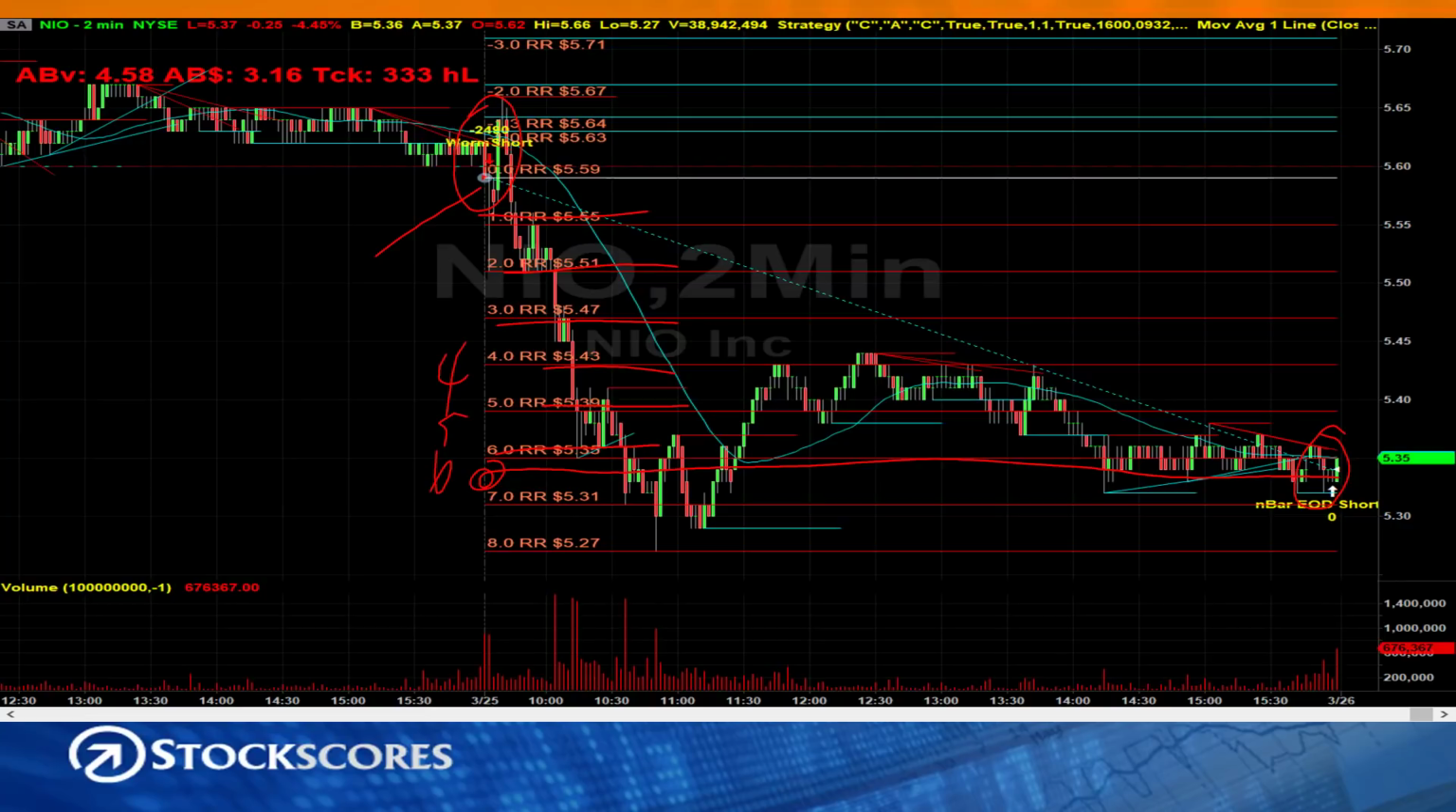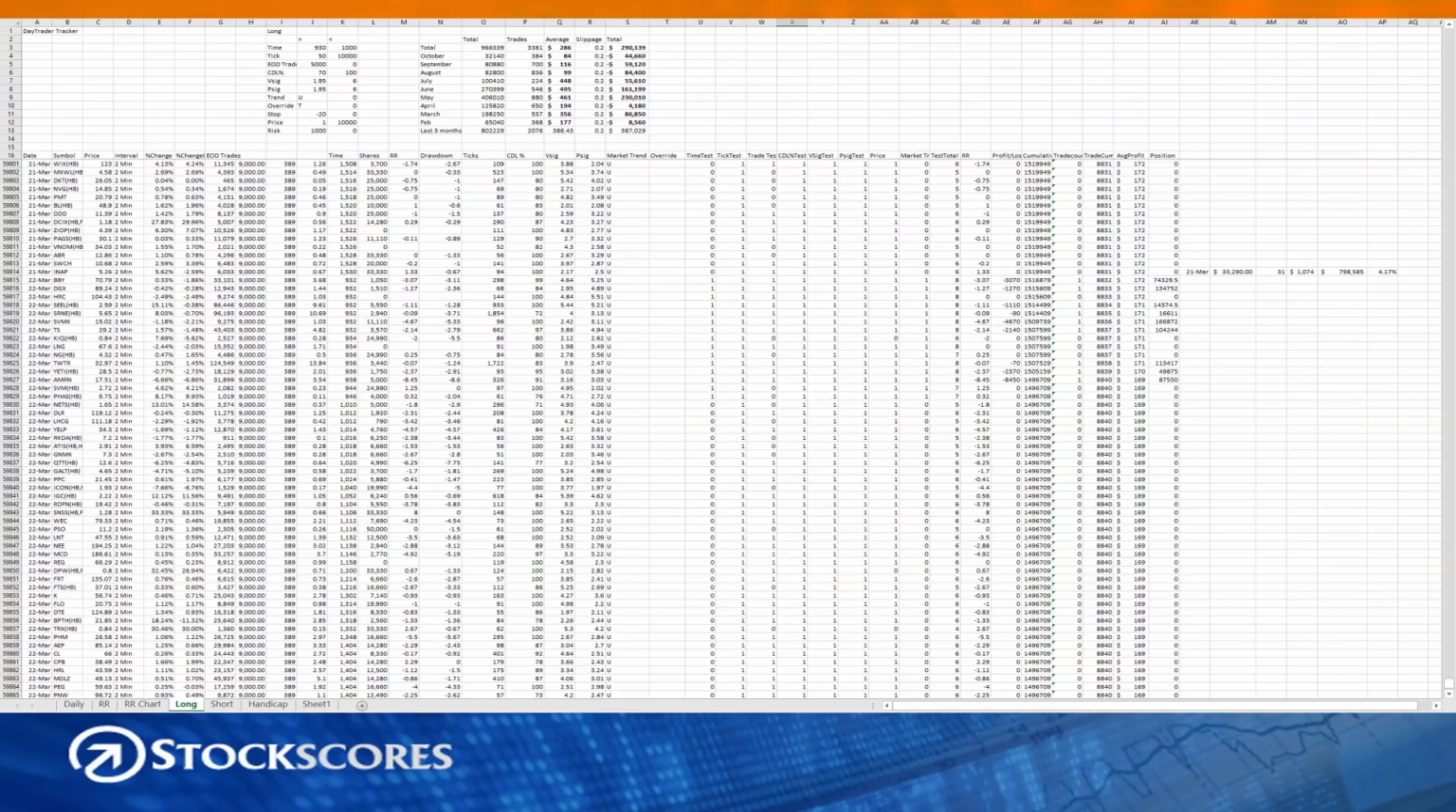All right, so then we take all of that data and we put it into a spreadsheet. And this spreadsheet, you can see, this is the long side. It has almost 60,000 lines of data. And this goes back to February of 2018. So in just over a year, there have been 59,000 stocks that have triggered an action candle.